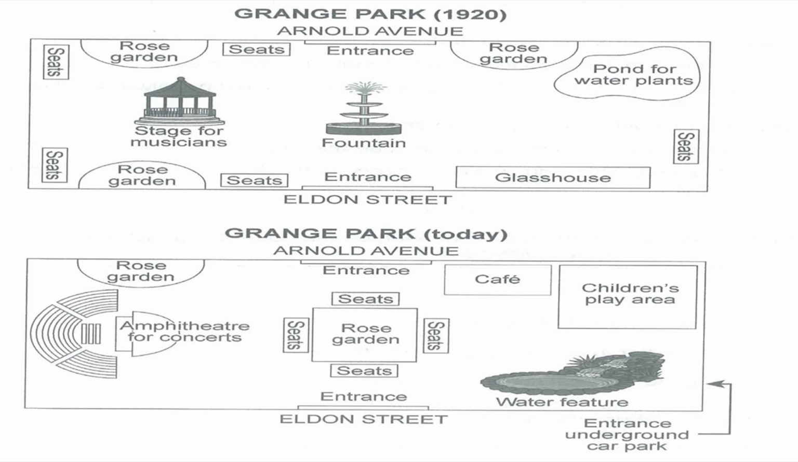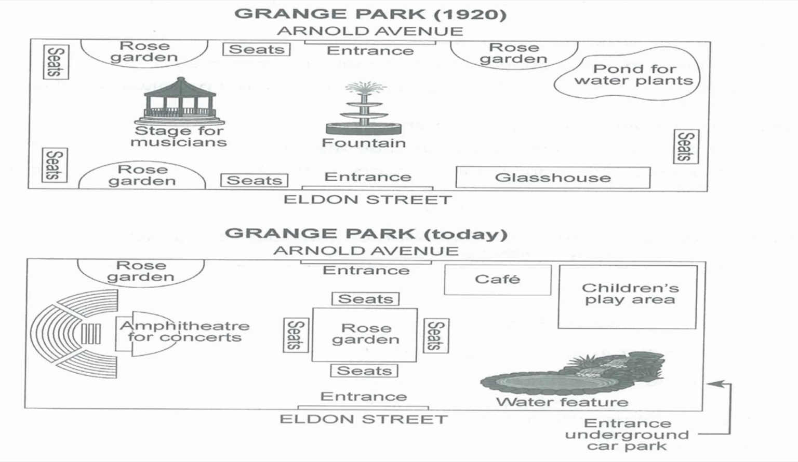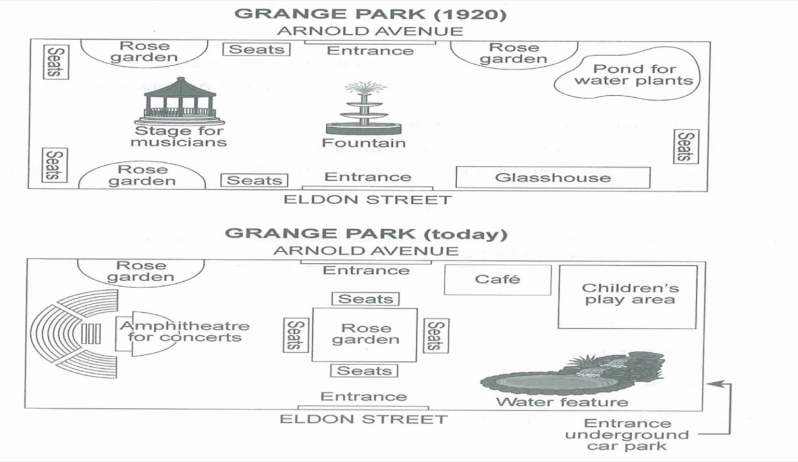So with this one, a better way to structure it would be to maybe have a paragraph about the left side of the map and then a paragraph about the middle and right side of the map. I think this is by far the best way to deal with this one.